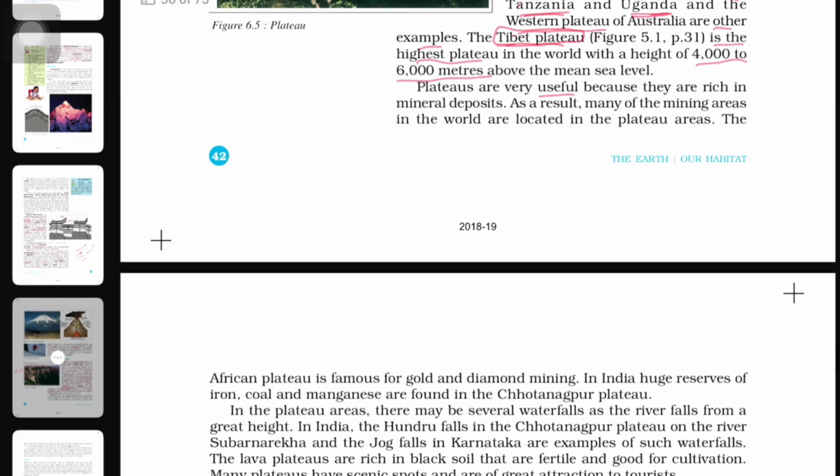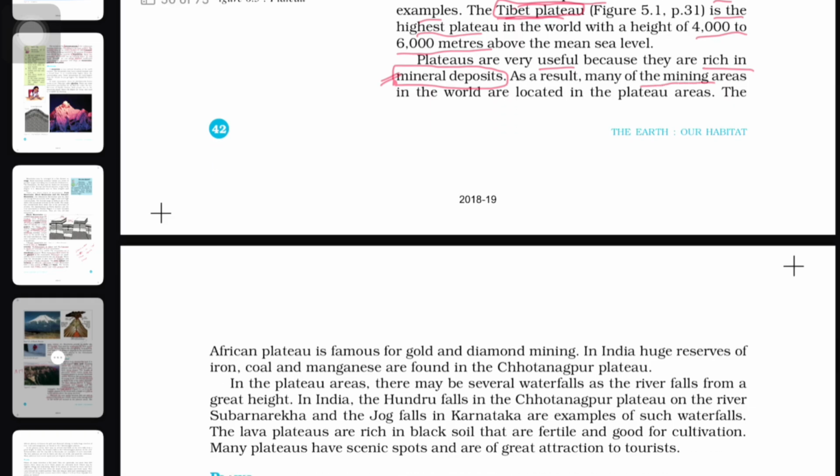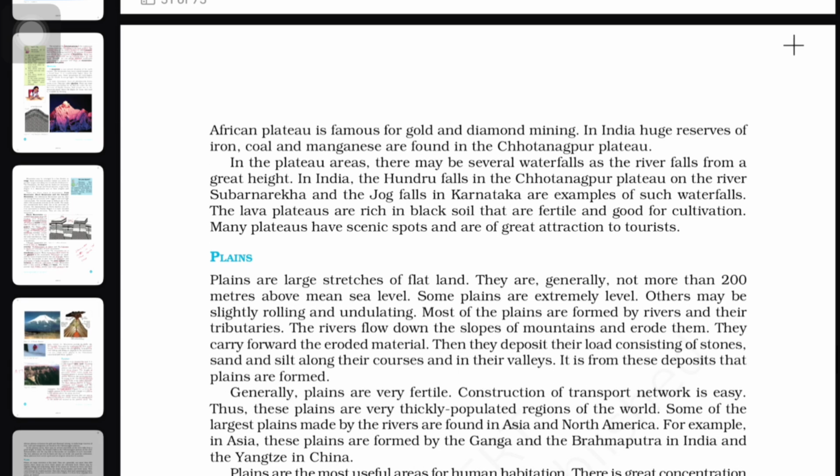So they are very useful because they are rich in mineral deposits. In case of plateau, it is rich in mineral deposits. Remember this one. As a result, many mining areas in the world are located in plateau areas. African Plateau is famous for gold and diamond mining. In India, huge reserves of iron and coal and manganese are found in Chota Nagpur Plateau. So remember this point, Chota Nagpur Plateau. So in India, Chota Nagpur Plateau has iron, coal, and manganese, a huge reservoir. And if you talk about the African Plateau, there is a huge reservoir of gold and diamond.